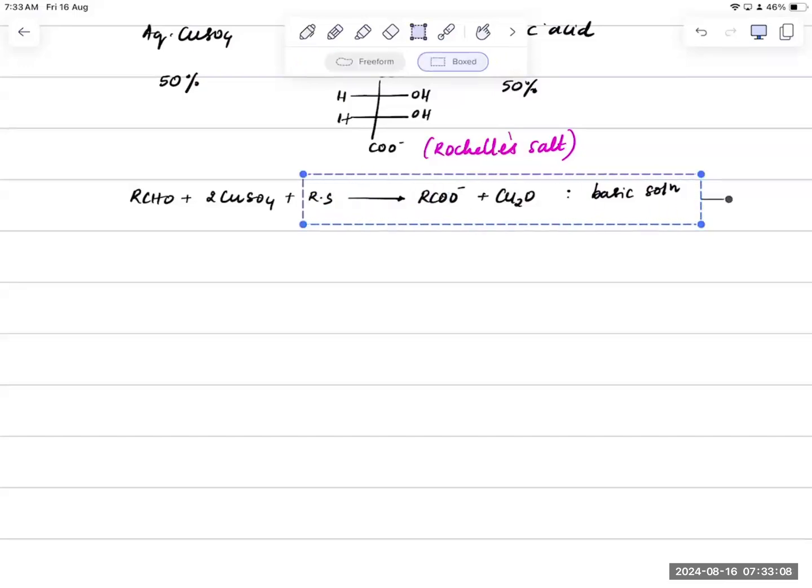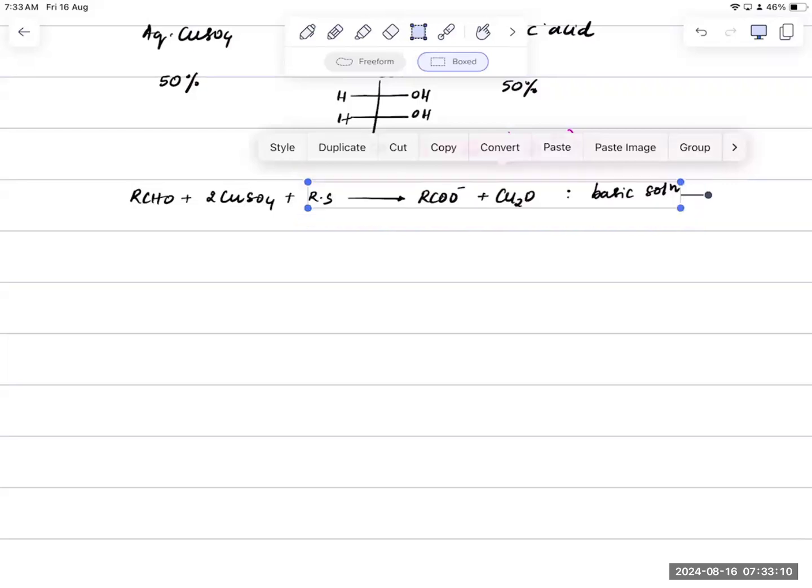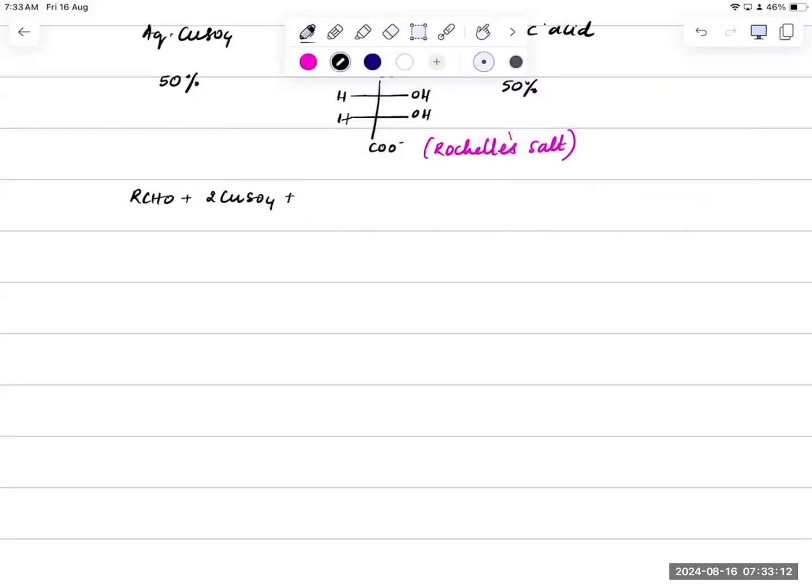Or let me write down, better thing is I'll write down the complete equation. Plus 5 moles of OH minus is giving RCO minus plus Cu2O plus 3 moles of H2O. That's it.